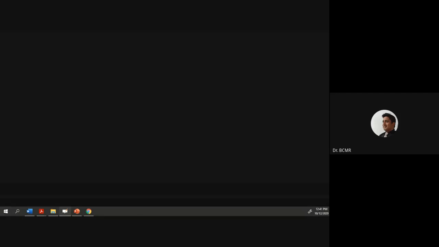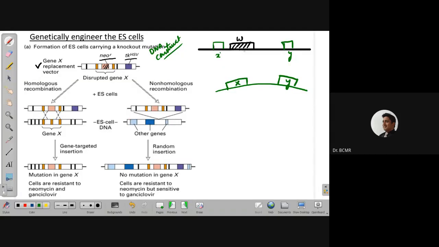So if we insert this gene, there are two possibilities. It may integrate or it may not integrate. How can you identify and select only those that integrated, and not those that did not integrate? We need something for positive selection, right?